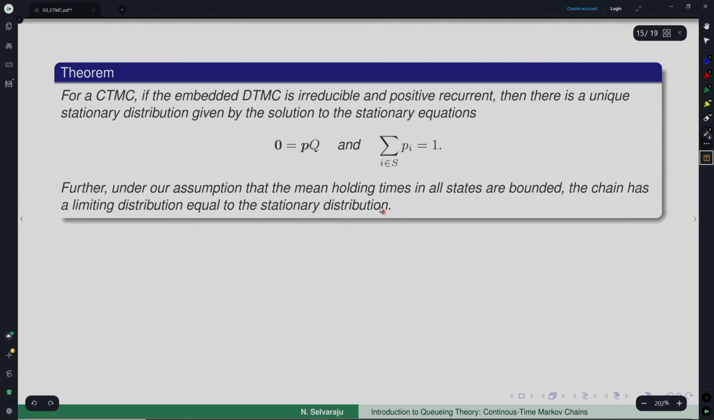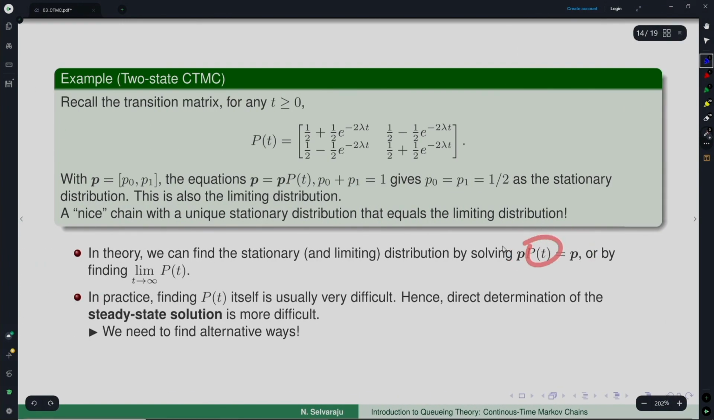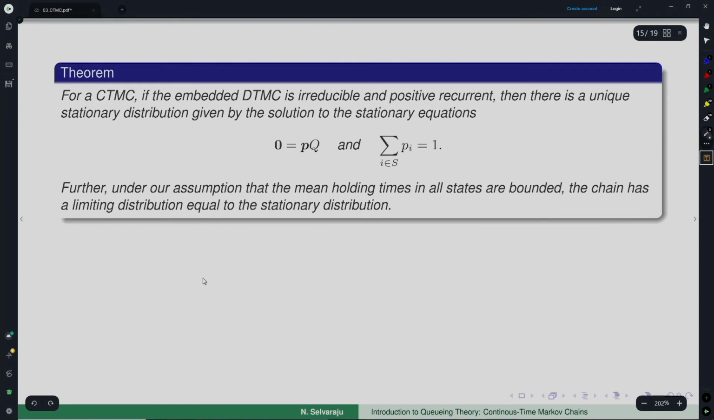So, now if you want to get that distribution, which we call either the stationary distribution or the limiting distribution, then you don't need to solve this after getting P of t, or take the limit as t reaches infinity after getting this P of t. What you can do is simply solve this.